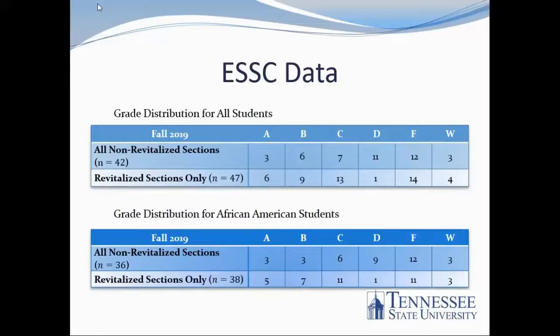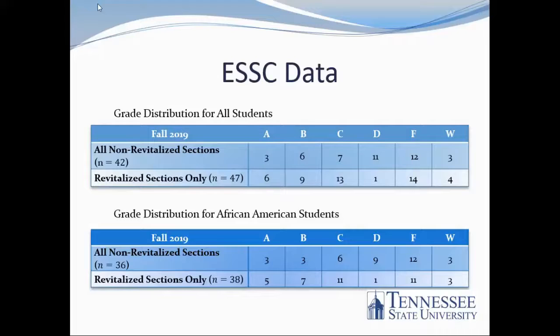Some of the other data that we collected were these quantitative data shown here in these tables. They show the grade distribution for all of the students who were enrolled in Calculus 1, and for all of the African American students who were enrolled in Calculus 1. In the first table, for the non-revitalized section, there were 42 students. Of those 42 students, 3 earned a grade of A, 6 earned a B, and 7 earned C. For the revitalized section, in which there were 47 students, 6 students earned A's, 9 earned B's, and 13 earned C's.